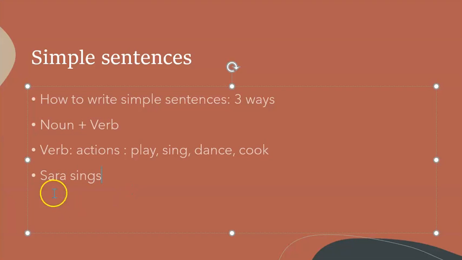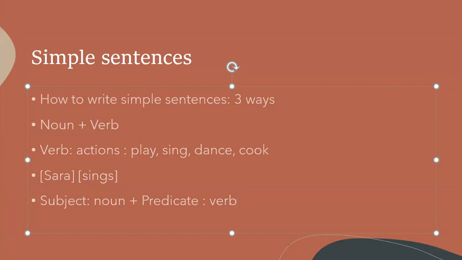Now you have noun here. This noun is your subject. Okay? And then what is Sarah doing? That is predicate. Okay? The predicate is the verb. So now you have subject, which is the noun, plus the predicate, which is the verb. Okay, so this is the first way of writing simple sentence.